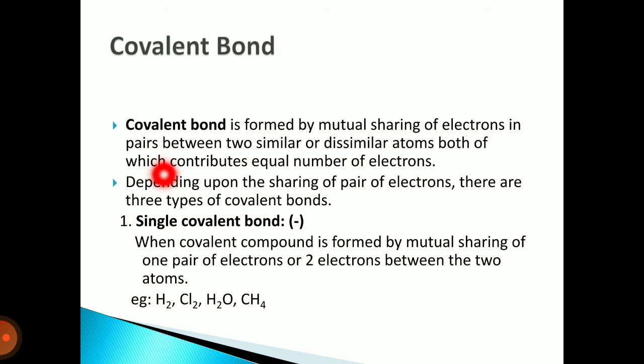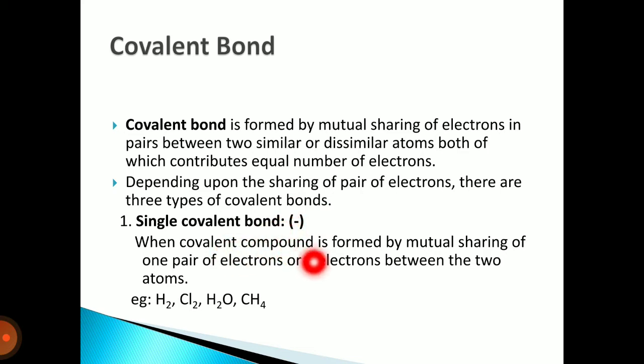How is a covalent bond formed? A covalent bond is formed by mutual sharing of electrons in pairs between two similar or dissimilar atoms, both of which contribute an equal number of electrons. Depending upon the sharing of pairs of electrons, there are three types of covalent bonds: single covalent bond, double covalent bond, and triple covalent bond. Let us learn each type of covalent bond.